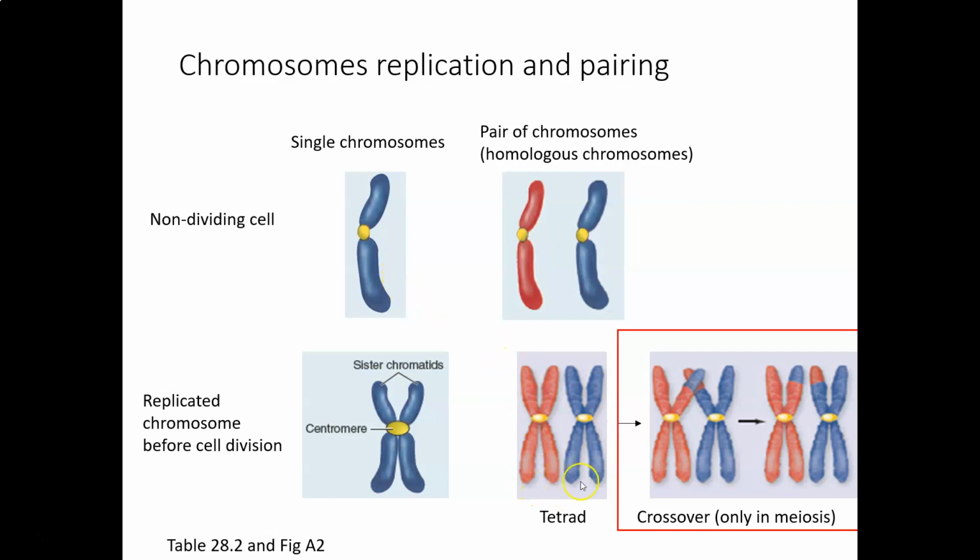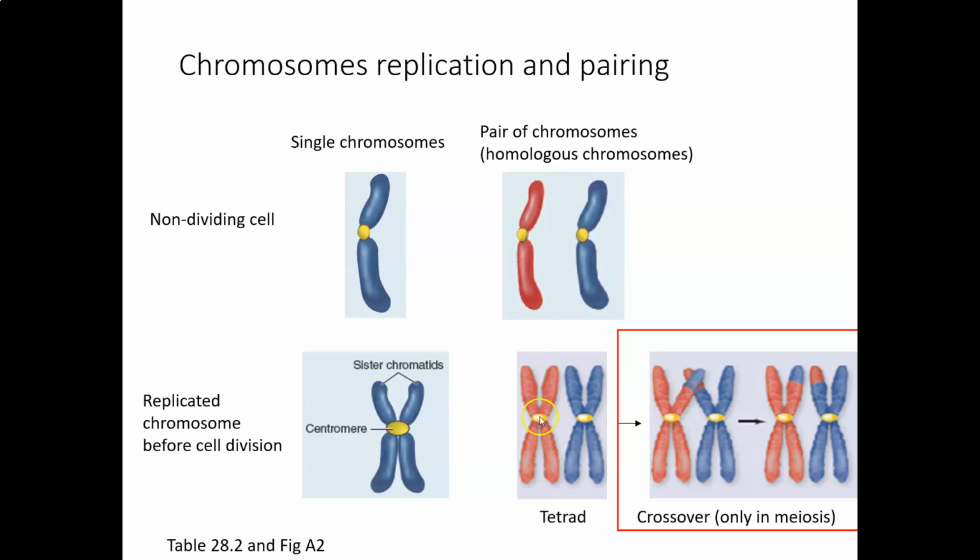In meiosis, they have to line up before the division, and crossover can happen here. This only happens in meiosis. Crossover means part of the chromosomes are swapped, so none of your chromosomes is exactly the same as the chromosome you inherited from your mom. It's another way to generate more genetic diversity. But in mitosis, no crossover happens.